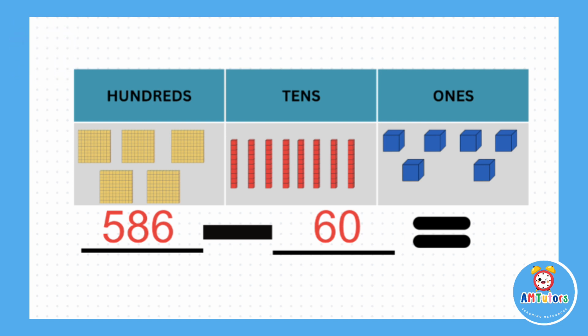Right, now that you've had a go, we can check your answers. So we started off with 586 and we're going to subtract 60. So we take away 1, 2, 3, 4, 5, 6. You can see that we've only got 2 10 squares left in the tens column. So our new answer will be 500, 20, and 6. 526. Were you correct?